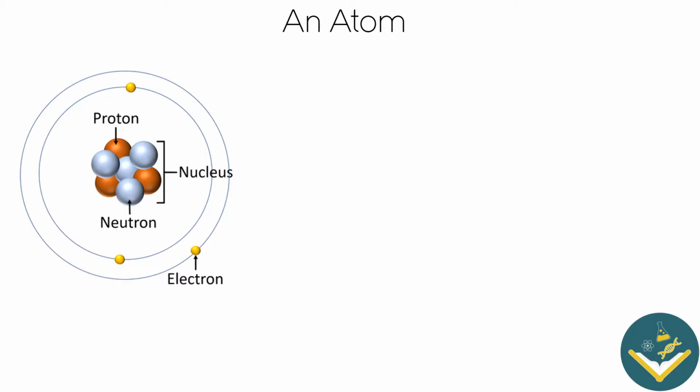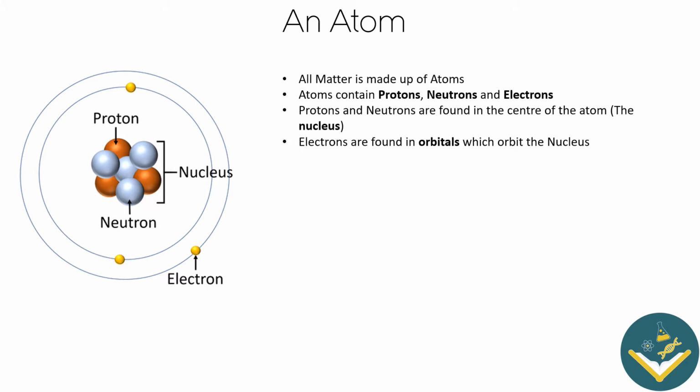To start with, this is a diagram of an atom. All matter is made up of atoms which contain protons, neutrons and electrons. The protons and neutrons are found in the center of the atom, which is known as the nucleus, while the electrons are found in orbitals surrounding the nucleus. They're called orbitals because the electrons circle the nucleus in a similar way to how the Earth orbits the Sun.